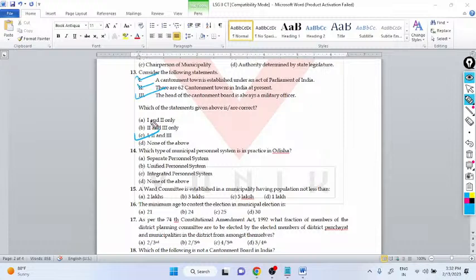So there are a lot of cantonment boards. There are 62 cantonment boards. So you can notice in Uttar Pradesh the largest number of cantonment boards are there, like Agra, Allahabad, Ajmer, Babina, Bareilly, Jhansi, Kanpur, Lucknow, Fatehgarh, Mathura, Meerut, Shahjahanpur, and Varanasi.